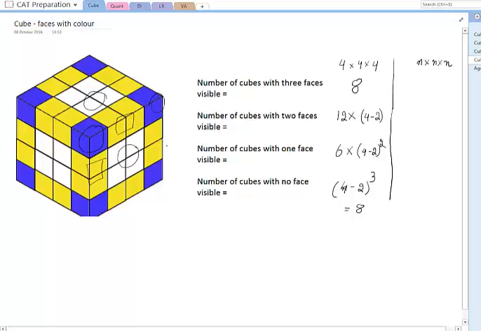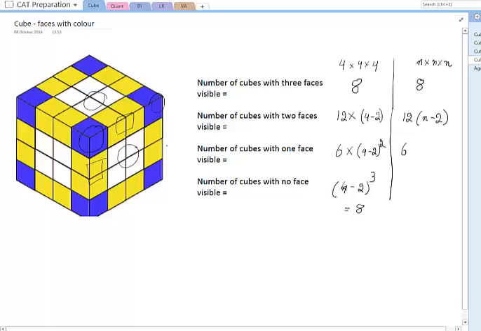If you want to generalize it for an n cross n cube, how many cubes have 3 faces visible? They're equal to the number of vertices, which remains constant. So we still have 8 here. How many cubes will have 2 faces visible? That will be each of the edges, and we'll have to remove the 2 cubes at the edge. How many cubes will have only one face visible?